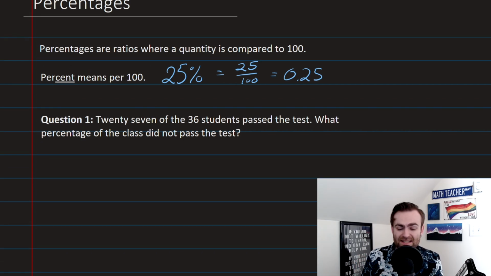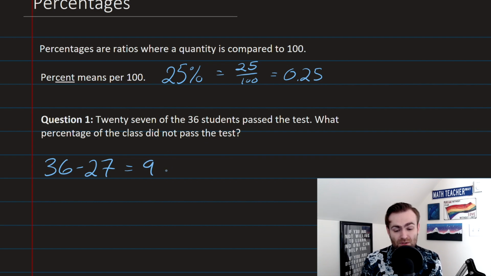So, 27 of 36 students passed the test. What percentage of the class did not pass the test? Well, first and foremost, we need to figure out the number of students who did not pass the test. So we're going to do the total minus the number that passed, which was 27. 36 minus 27 would give us 6 plus 3, which would give us 9. So 9 students did not pass.